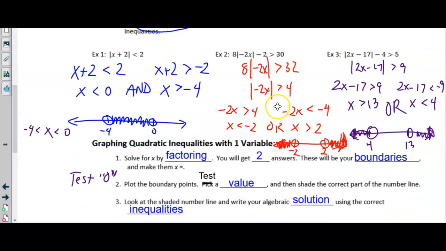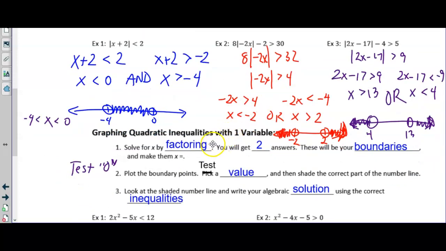All right, moving on down, graphing quadratic inequalities is different. So to graph these, you have to find the solutions to the quadratic as if it was an equation. Usually you can do that by factoring. You're going to get 2 answers, and those will be your boundaries. Your answers will either fall between your boundaries or beyond your boundaries. More on that in a second.